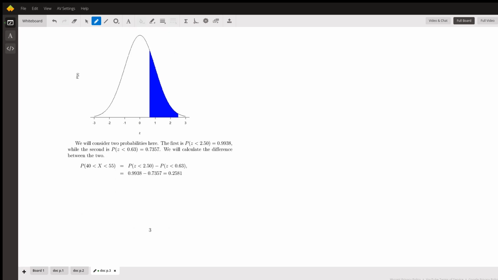So there's our picture. All right, so I'm going to get that less than the 2.5. So that's coming from here. So I'm going to get that, and that's going to be the 0.9938. All right, and that's everything to the left of the 2.5. All right, now I have to think about the 0.63, so I actually just want this part, and then I'll go from here. Now I'm going to have the 0.9938 minus the 0.7357, and that will give me a final answer of 0.2581. Okay, hope this helps. Thanks.